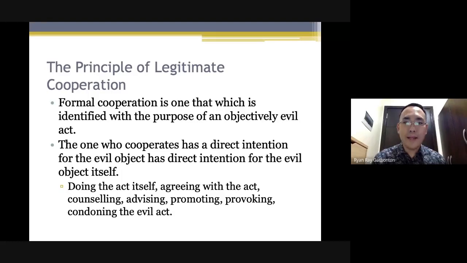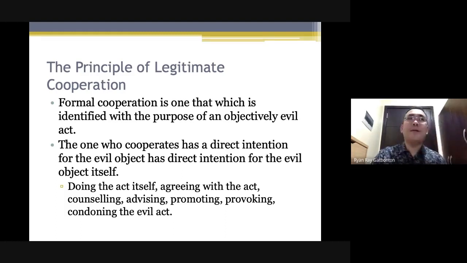Now, you have to remember that formal cooperation can take the following forms. Number one, you are identified directly with the evil act by doing the bad action itself. Number two, you agree with that action. Number three, you counsel for that action, meaning you gave advice. It's like advising, promoting the evil act, provoking a person to do an evil act, and condoning the evil act itself. When we say condone, you belittle the evil act as if it's nothing. So if you condone an evil act, you are actually formally cooperating in that evil act.